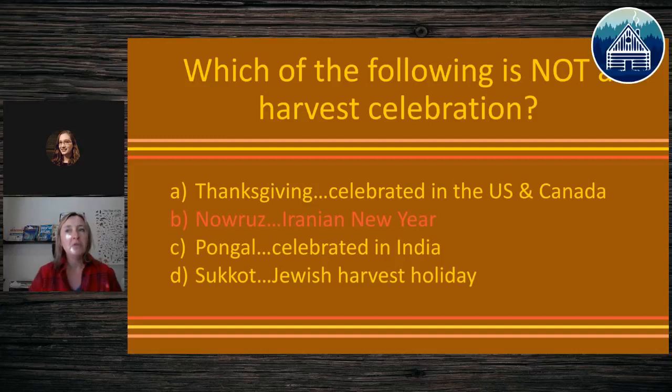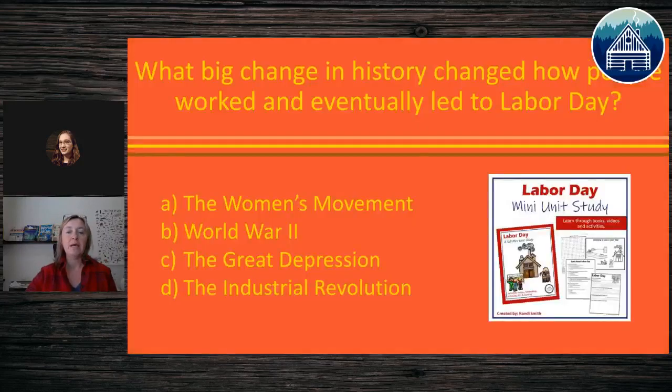The answer, most of you got right, is Nowruz, which is actually the Iranian New Year, and it's in springtime. So we've got, obviously, Thanksgiving celebrated in the US and Canada and a few other countries around the world. Pongal is a harvest celebration in India, and Sukkot is a Jewish harvest holiday. All right, good job. Then next week we moved on to Labor Day.